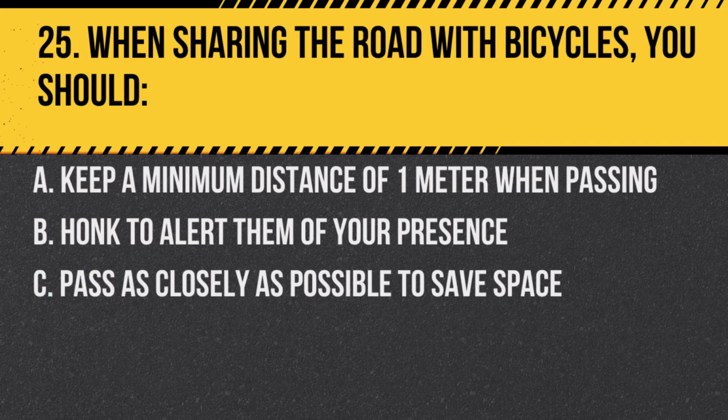Question 25. When sharing the road with bicycles, you should: A. Keep a minimum distance of 1 meter when passing. B. Honk to alert them of your presence. C. Pass as closely as possible to save space. Answer: A. Keep a minimum distance of 1 meter when passing. It's important to give cyclists space for safety.